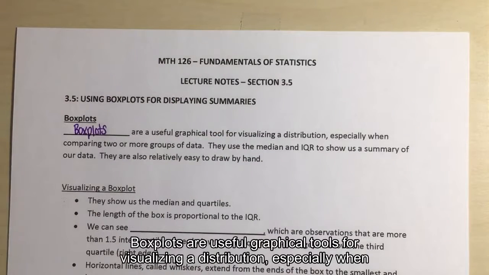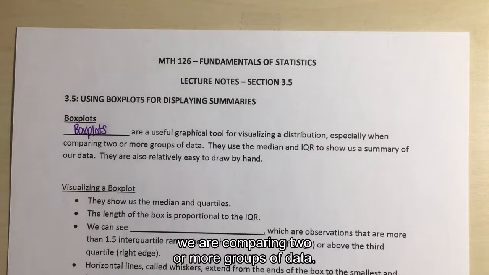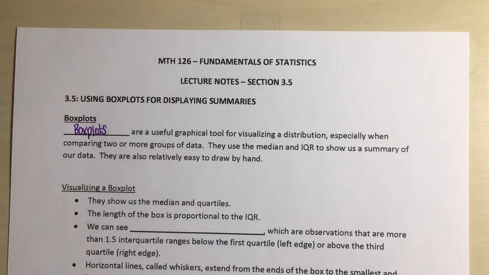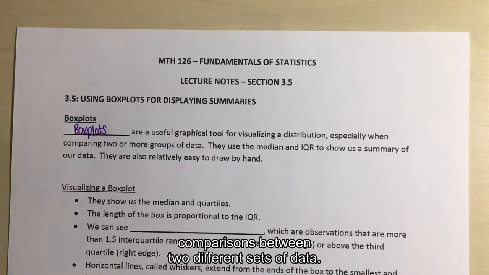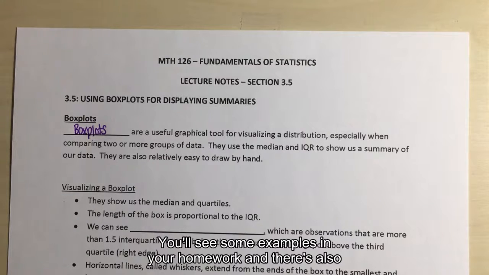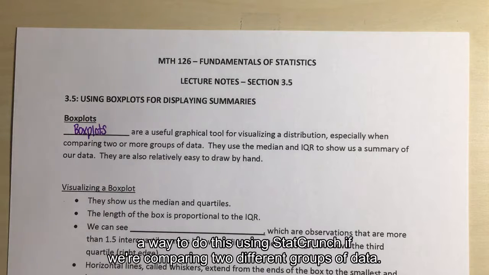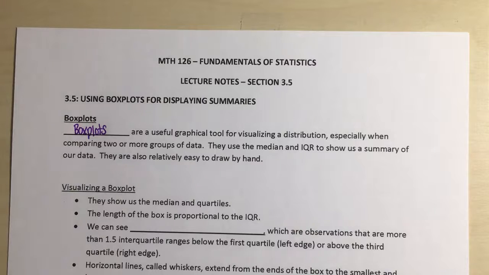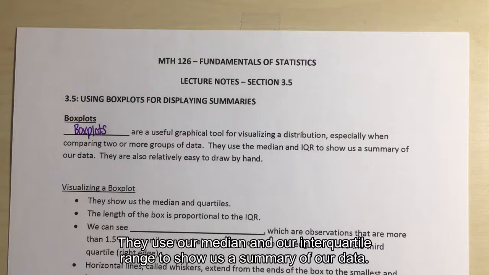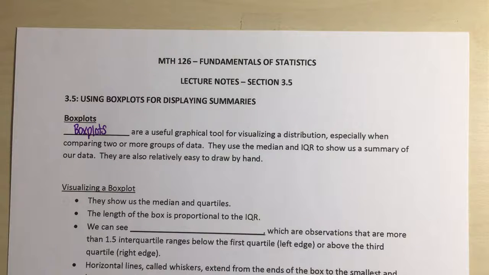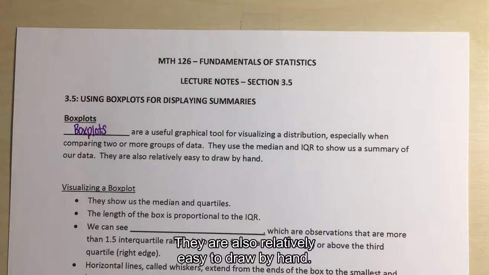All right, so box plots are useful graphical tools for visualizing a distribution, especially when we are comparing two or more groups of data. So this is a very good way that we can make comparisons between two different sets of data. And you'll see some examples in your homework. There's also a way to do this using StatCrunch if we're comparing two different groups of data. They use our median and our interquartile range to show us a summary of our data. They are also relatively easy to draw by hand.